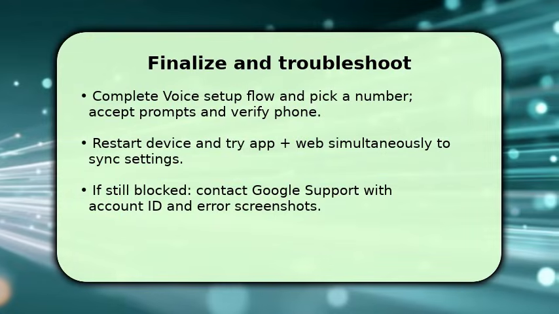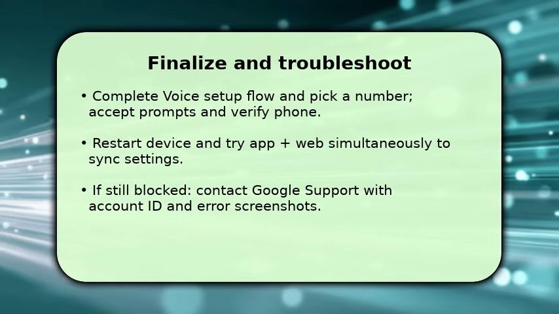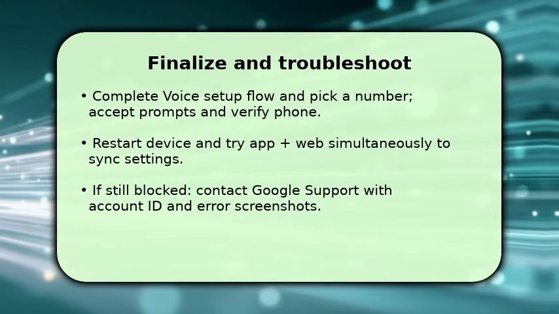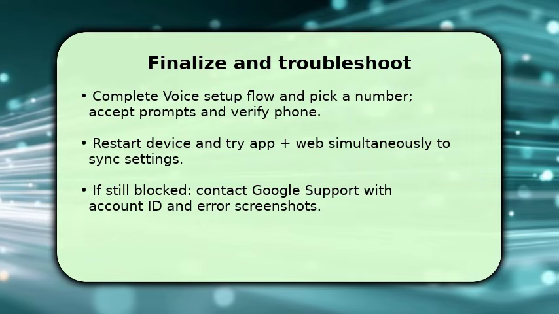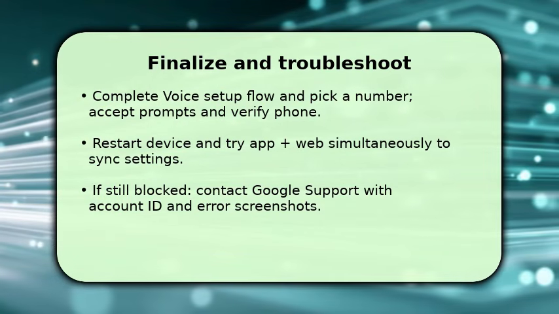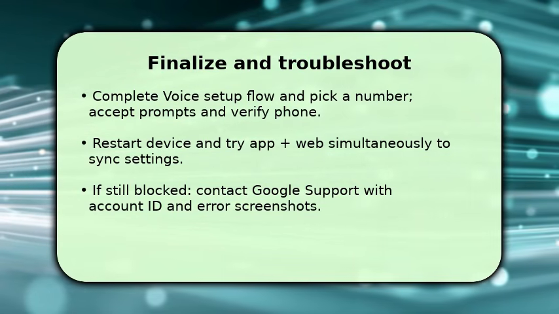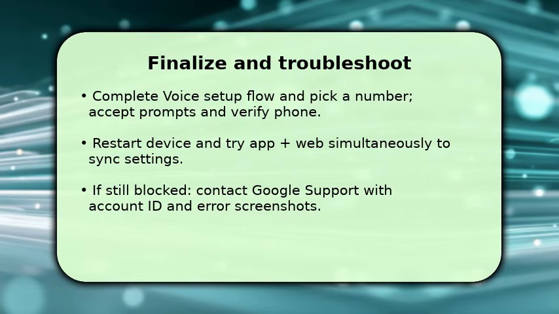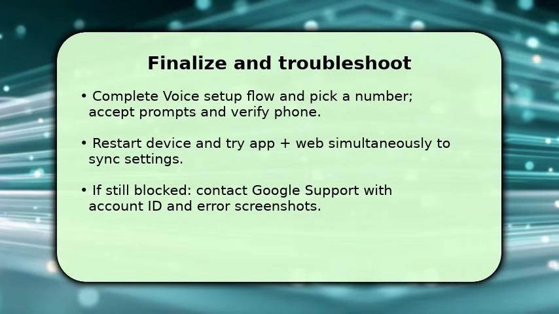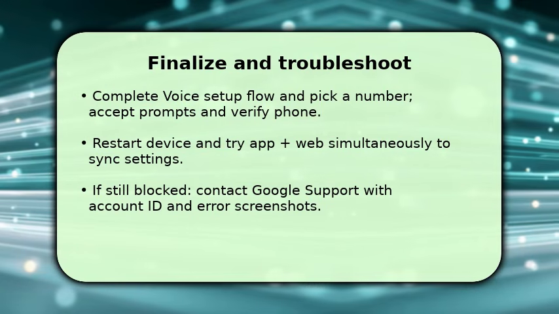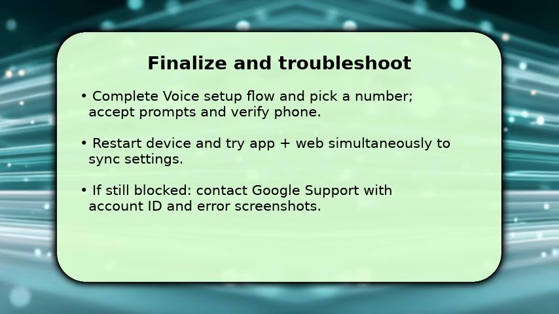Finish by running the Google Voice setup flow and selecting your number. Follow the verification prompts and confirm any requested phone pairing. Once configured, restart your device and open both the app and web interface to ensure settings sync properly. If you still cannot access Voice, capture the exact error messages and screenshots, then contact Google Support with your account ID and those details so they can trace service-side issues. One troubleshooting tip: test using a personal Gmail if workspace accounts remain blocked.